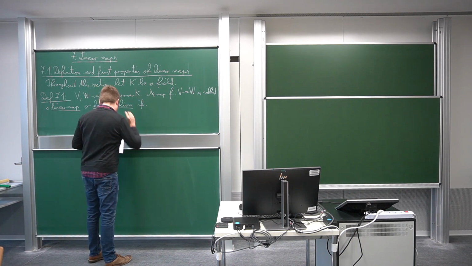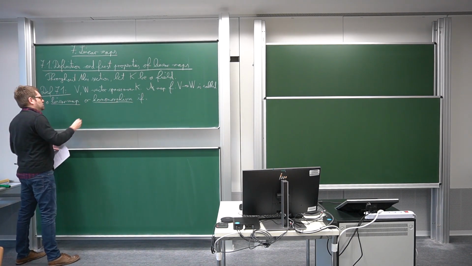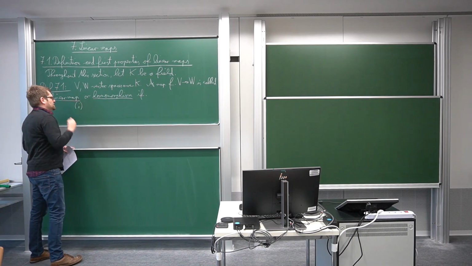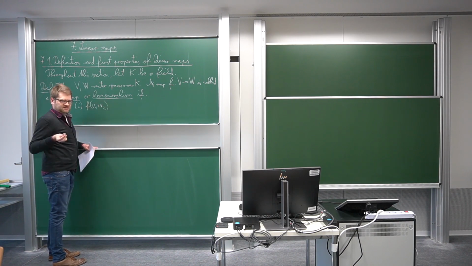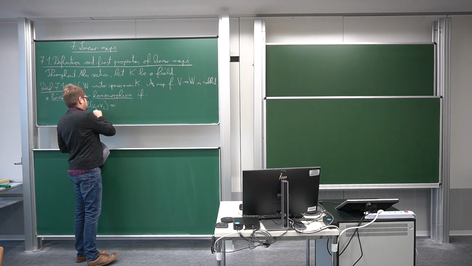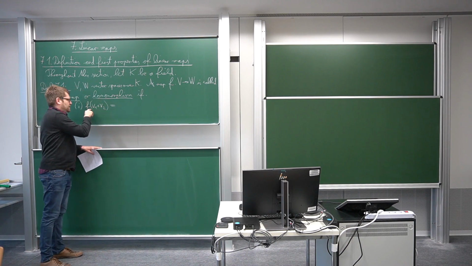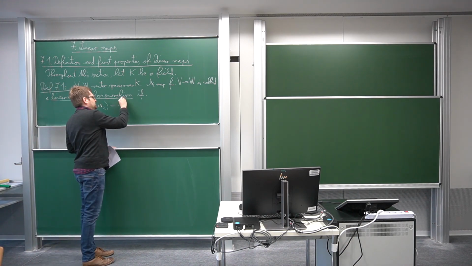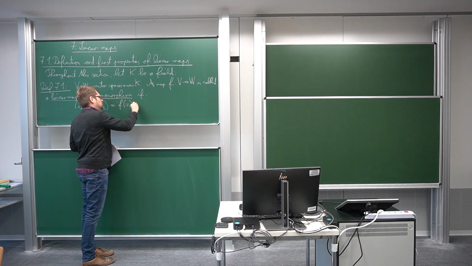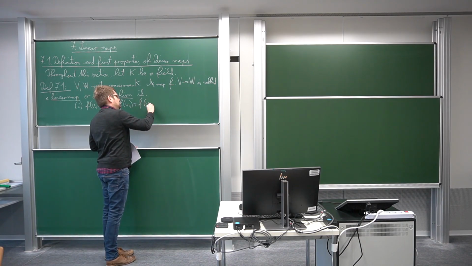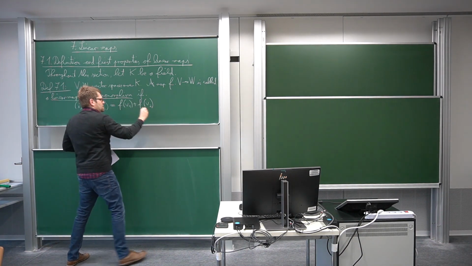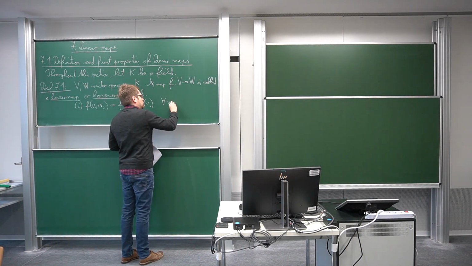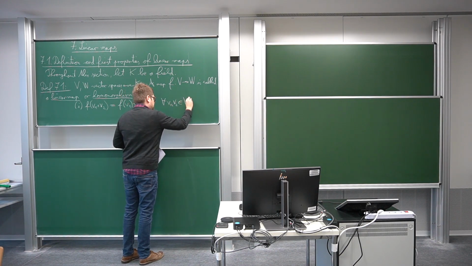Now, what does this mean? I said it should respect the structures. So, first thing, if I take the sum of two vectors in V and apply F to this sum, the result should just be the sum of the different values of F on these vectors, which means this should be the same as F of V1 plus F of V2. So sums are mapped to sums. That's the idea here for all V1, V2 in V.